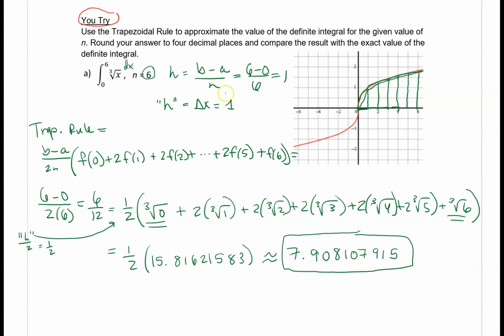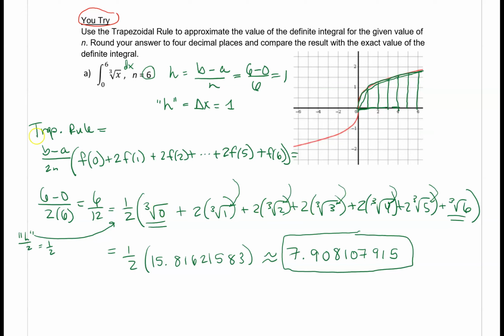So basically we start by finding what the width of each of my trapezoids would be, which would be the height, or the delta x, which is b minus a divided by n. Or 6 minus 0 divided by 6, which is 1. So each trapezoid has a length of 1. So that helps me figure out what my different x endpoints should be, which are just counting by 1: 0, 1, 2, 3, 4, 5, 6. Notice that since I have 6 trapezoids, I have 7 endpoints: 1, 2, 3, 4, 5, 6, 7.